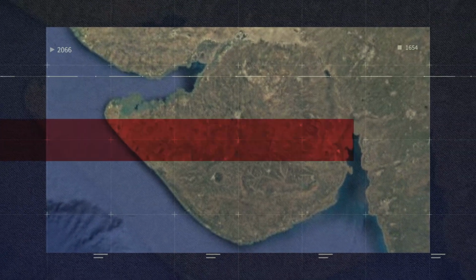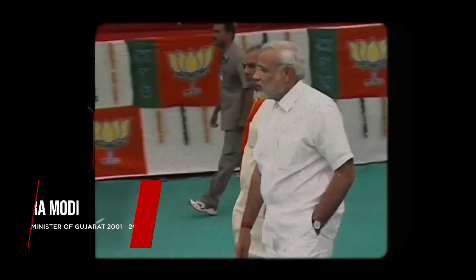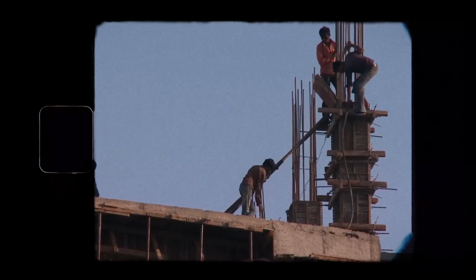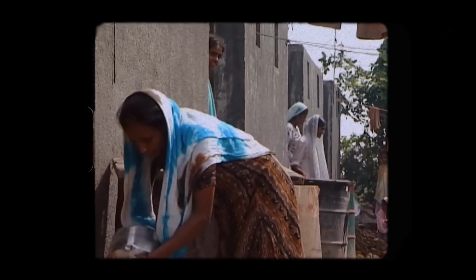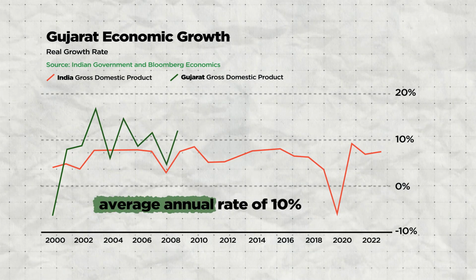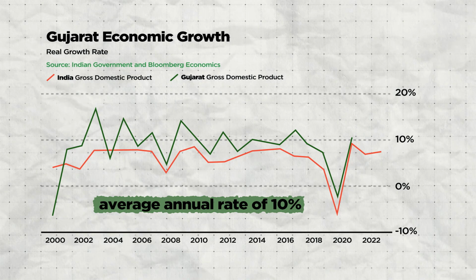While Modi's nationalist ideology set his political identity, it was his economic policies that truly set him apart. Modi's time as the chief minister of Gujarat from 2001 to 2014 marked a period of remarkable economic growth for the state. Under his leadership, Gujarat's economy grew at an average annual rate of 10%, outpacing the national growth average.